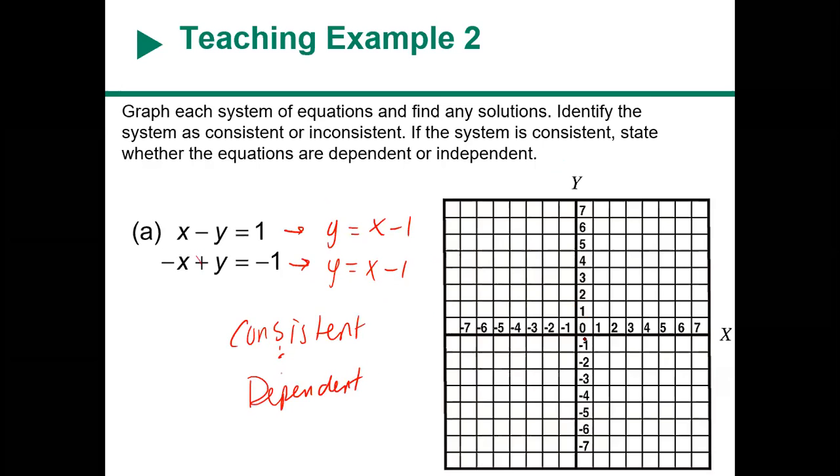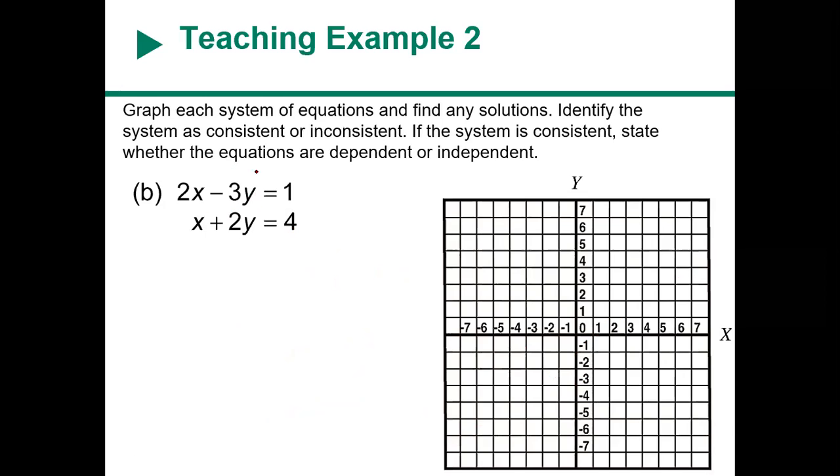Because they're coinciding lines, when I graph, it's just going to look like one line. So I come down to -1, go up 1, over 1, up 1, over 1. You get the gist here. And I'm going to do my very best to connect these lines. Oh, that wasn't my very best. Okay, and it's just going to be one line. So it's consistent and dependent.